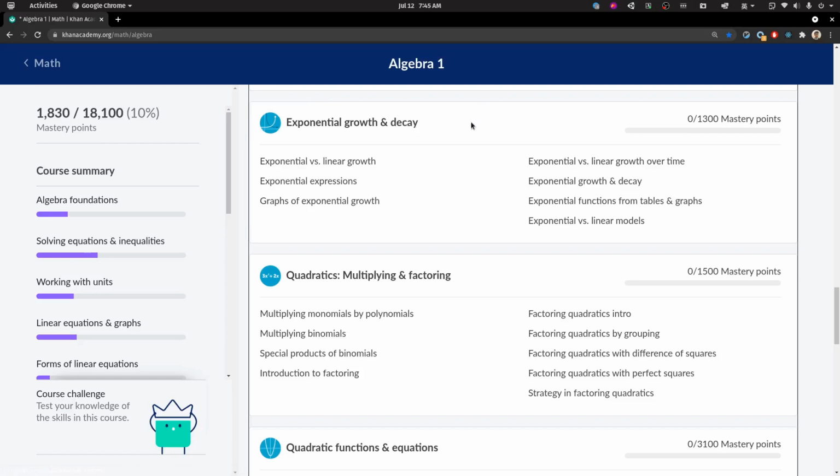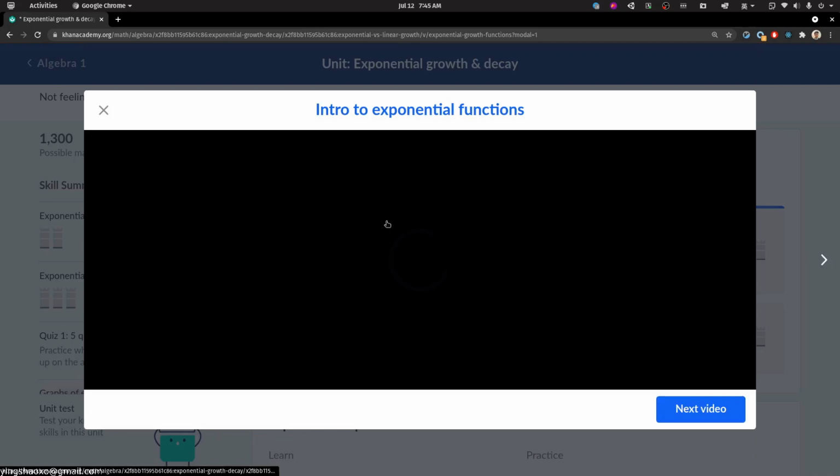Today we are going to learn about exponential growth and decay. I have no idea what it is, but let me get into it. In this video, I want to introduce you to the idea of an exponential function, and really just show you how fast these things can grow.